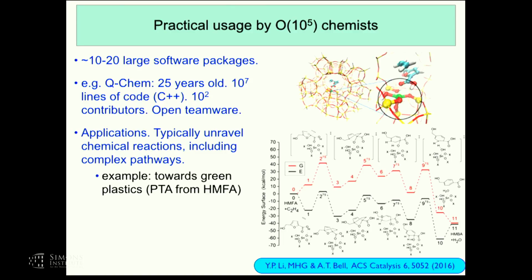Well, the typical applications are trying to unravel chemical reactions that are not so simple that an experimentalist knows intuitively what's happening. So this is an example of a reaction path towards the green synthesis of the precursor PTA that goes into plastic bottles. It's just showing you that there is an elaborate set of intermediates that correspond to local minima on potential energy surfaces, separated by various barriers. A student in my group worked on unraveling this reaction pathway. You can never prove a reaction pathway is right. You can only prove it's wrong.